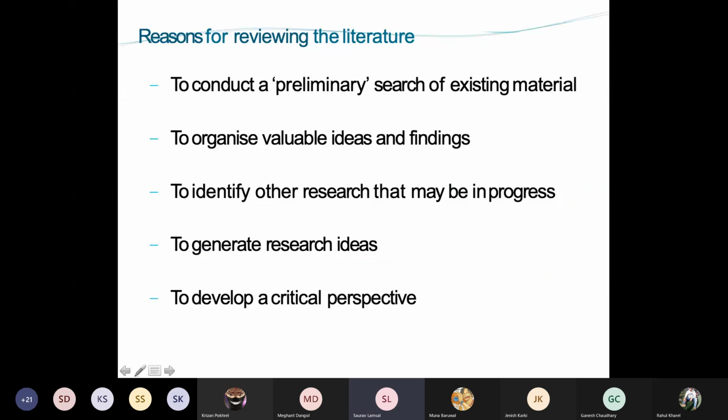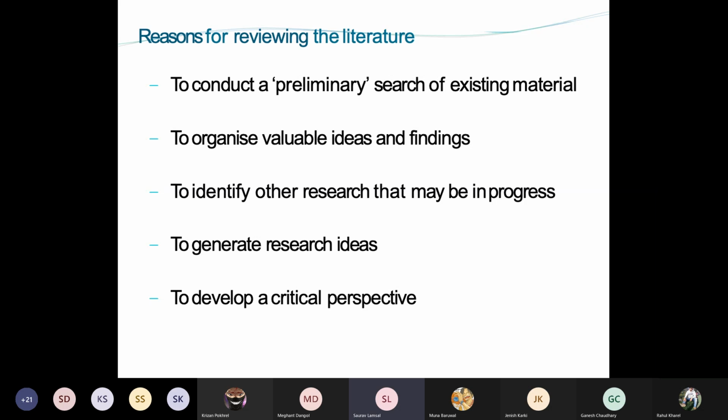Okay, so the reason for reviewing the literature is to conduct a preliminary search of existing material, that is the main part, to organize the valuable ideas and findings. So we are focusing here on the findings, methods, and research that have been published by other researchers. Okay, and we need to gain certain insight for our research. So what kind of insight can you obtain? You can obtain insight regarding what we discussed previously.